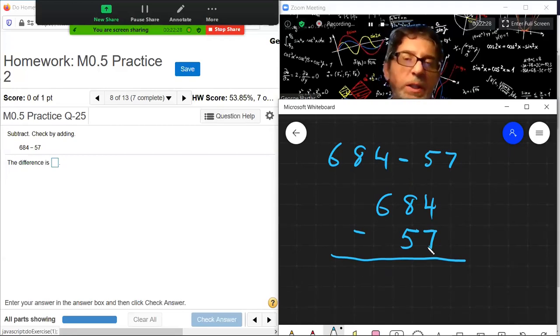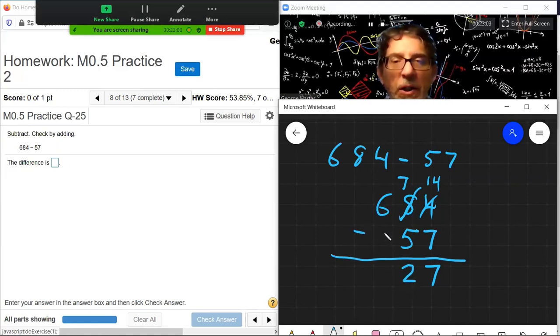So now we have 4 minus 7. 4 is too small for 7, so we got to borrow from this number here. So the 8 becomes a 7. Then the 4 turns into a 14. So now we have 14 minus 7, and that gives us 7. And then we have 7 minus 5. Now notice we don't have to borrow from the 6 here because 7 is bigger than 5. So we have 7 minus 5, and that's 2. And then here we have 6 minus nothing, and that's still 6. So our answer appears to be 627.